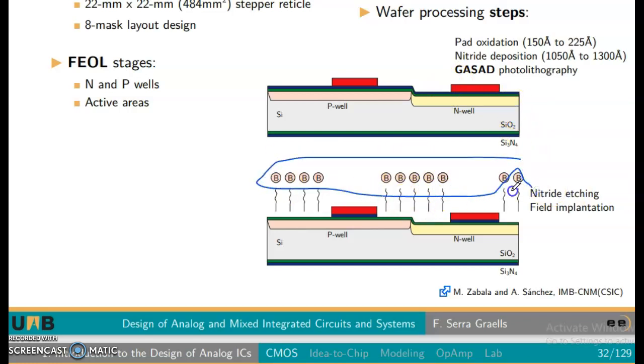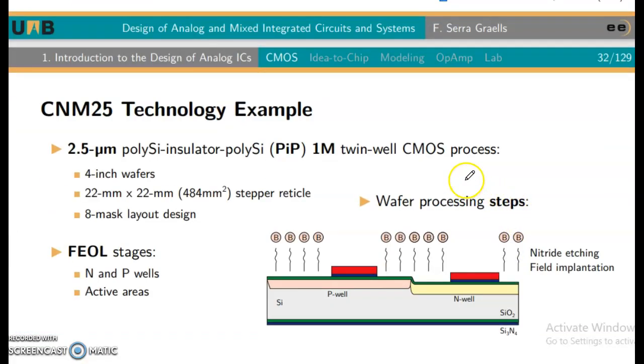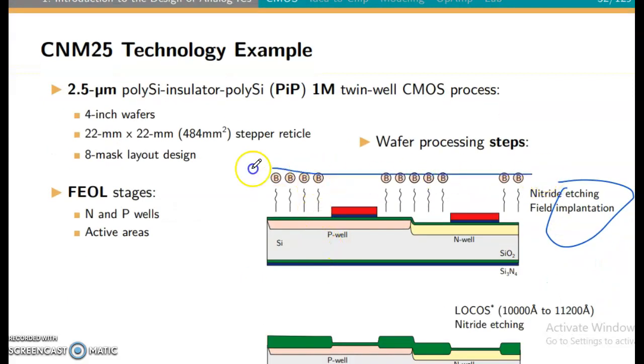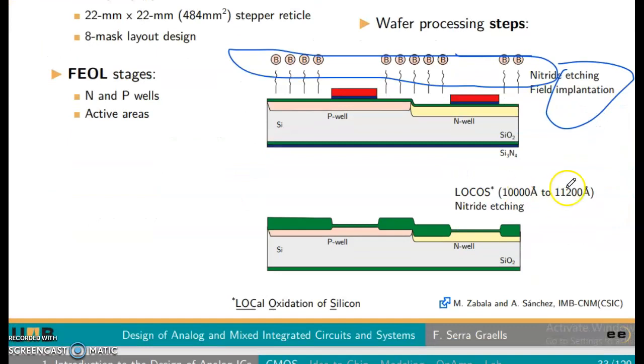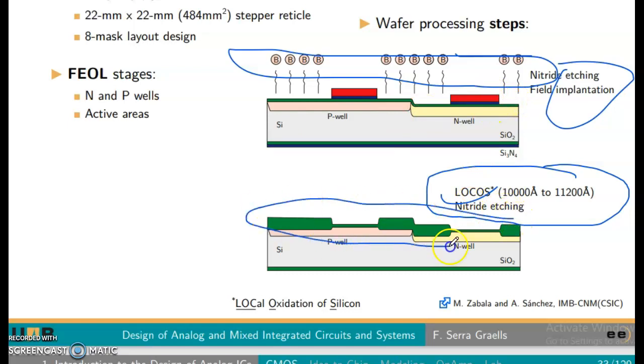What? Nitride etching, field implantation. FEOL, Si, N-well, Si3N4. Here nitride etching, field implantation, LOCOS 10,000 to 11,200, nitride etching here. Here this is nitride etching. This is the nitride etching.